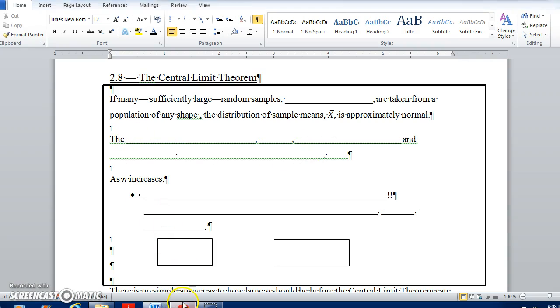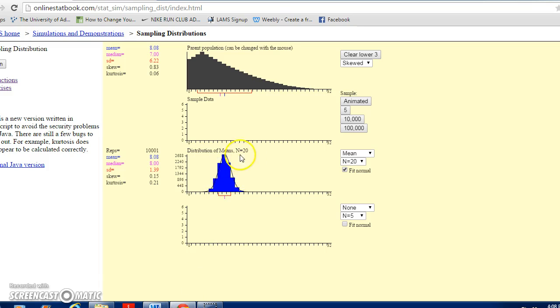Now, we want to have a look at the mean of this distribution of our sample means.